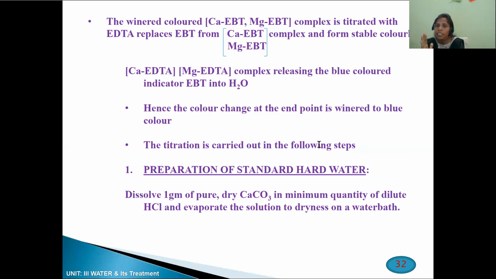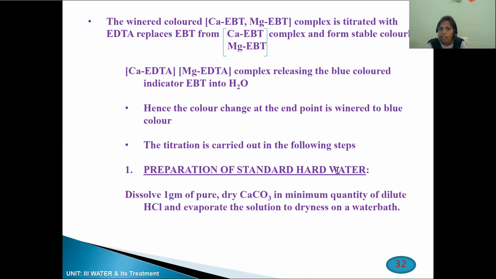To find out the EDTA hardness, we are preparing a standard hard water. Standard is nothing but known; standard hard water is water whose hardness is known. So we are preparing four chemicals: one is the standard hard water, the second is EDTA, the third is a buffer solution, and the last is an EBT indicator. First let us see how to prepare the chemicals. The first one is the preparation of standard hard water.